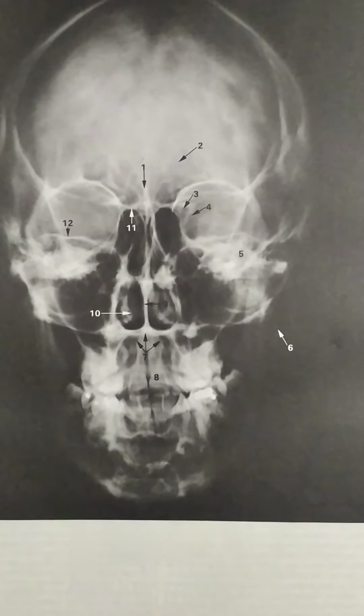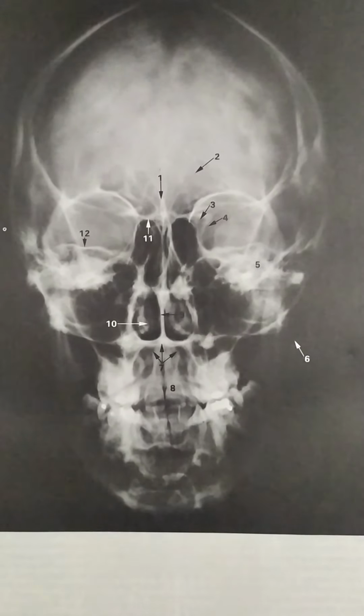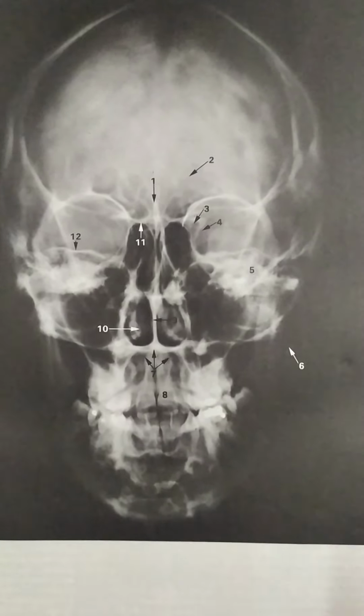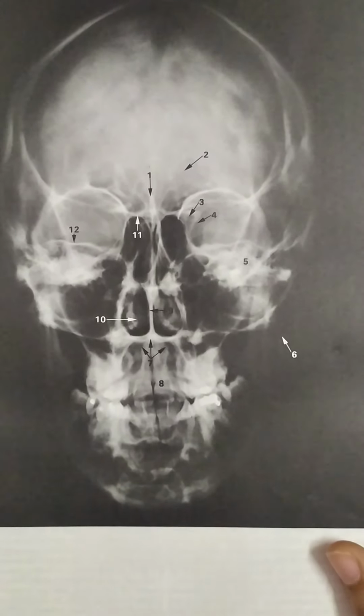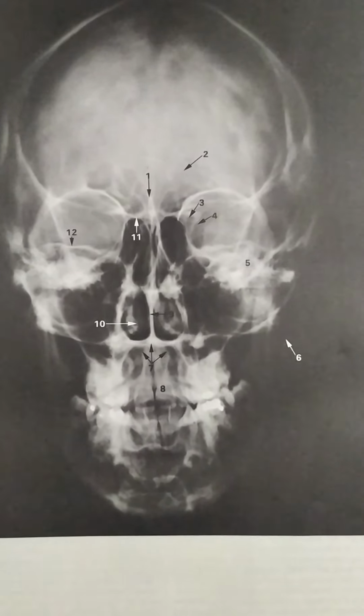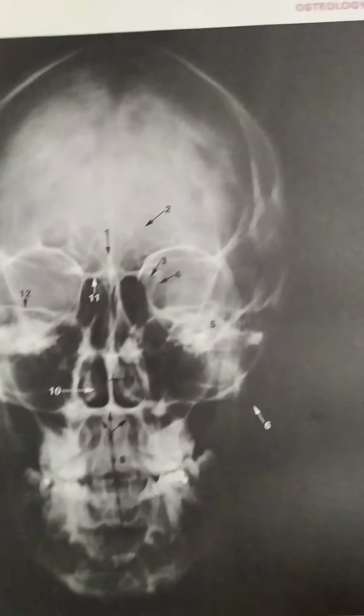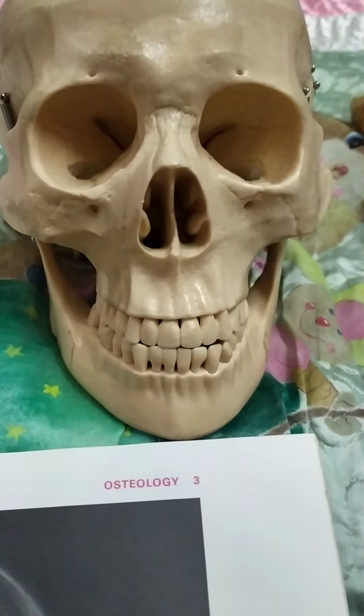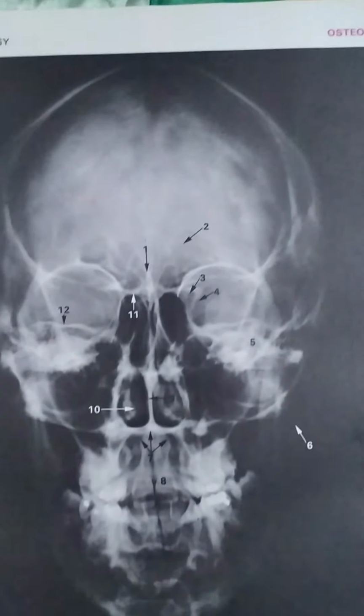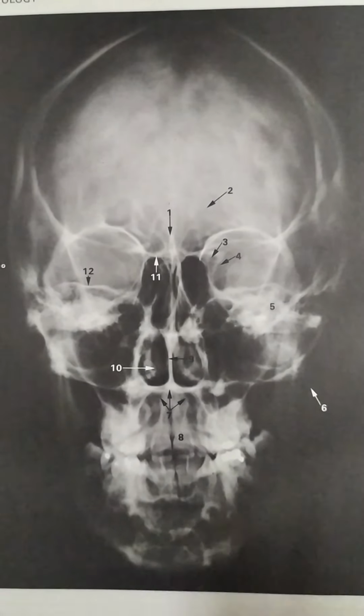Hi everyone. So today let's get started with the radiographs. This is basically a radiographic image of the front view of the skull, the norma frontalis, and this is the norma frontalis, while this one is its radiograph.